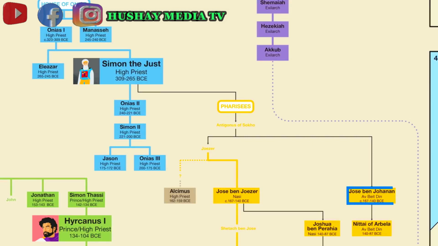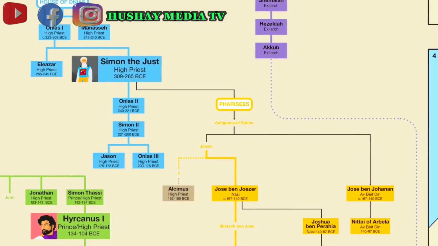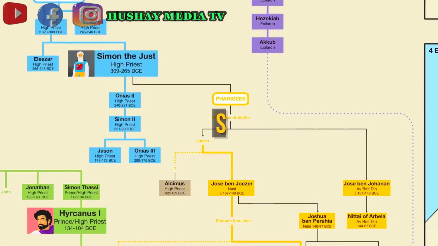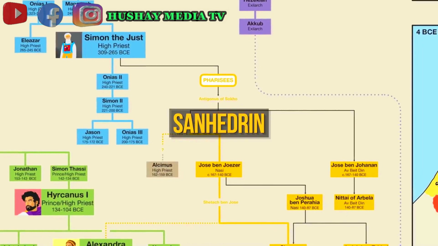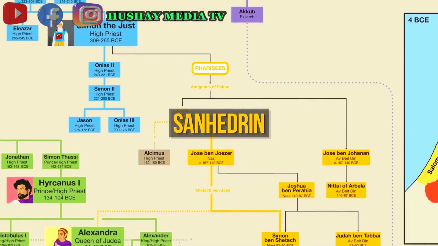Anyway, Antigonus's views ended up having an impact on two men named Yosei ben Yoser and Yosei ben Yohanan. Note that in Hebrew, ben simply means son of. So we have a Yosei son of Yoser and a Yosei son of Yohanan. These two men were the first to serve as the leaders of the Sanhedrin. The Sanhedrin was a judicial assembly that came to exist during the Hasmonean period.